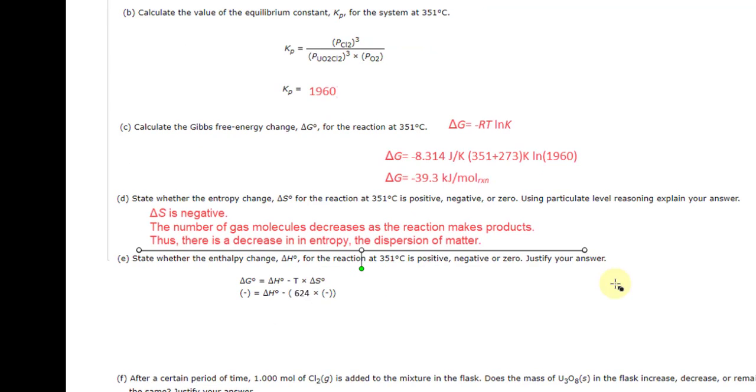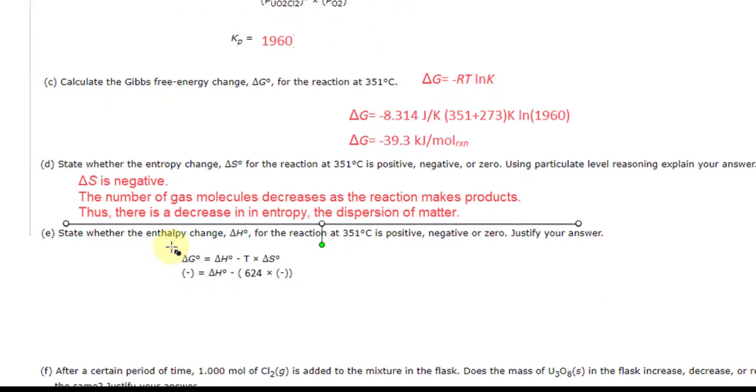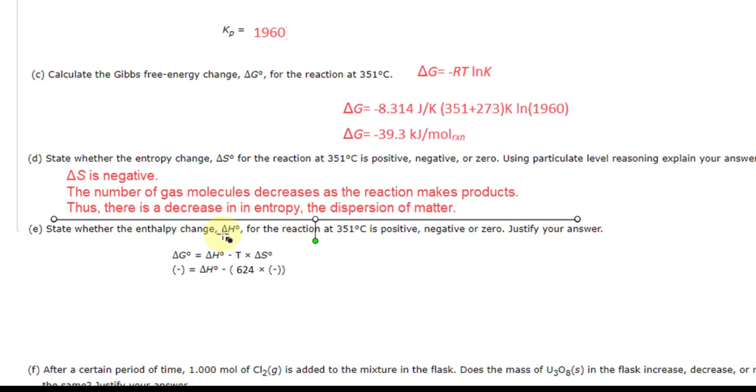Next, here we got E. We only have E and F left. State whether the change in enthalpy, which is our delta H, for the reaction is positive, negative, or zero. Justify your answer. Don't forget, you've got to answer the question. We're going to say positive, negative, or zero.